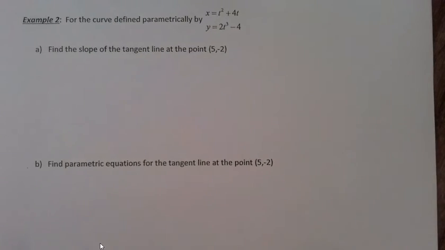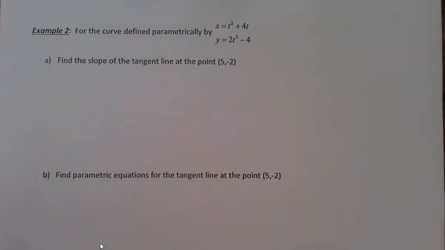All right, the next problem or two, we'll look at the derivative as that slope application. So in example 2, we've got a new curve, and we've got our parametric equations for the curve given. And the first thing I'd like to do is find the slope of the tangent line at the point (5, -2).